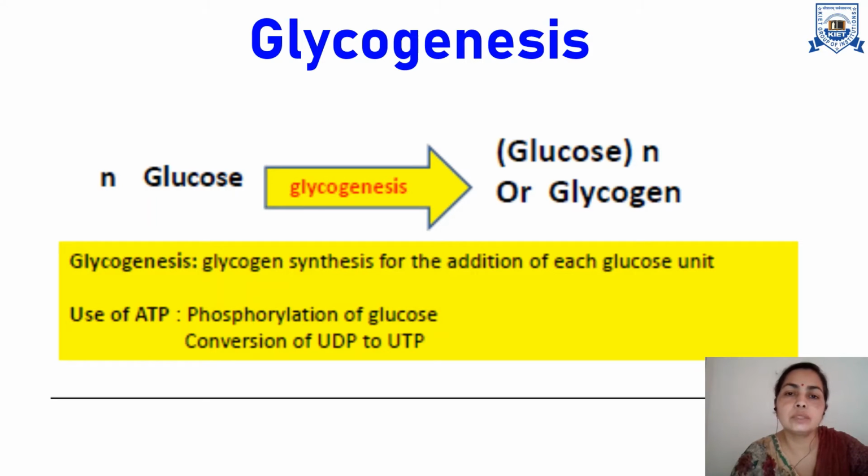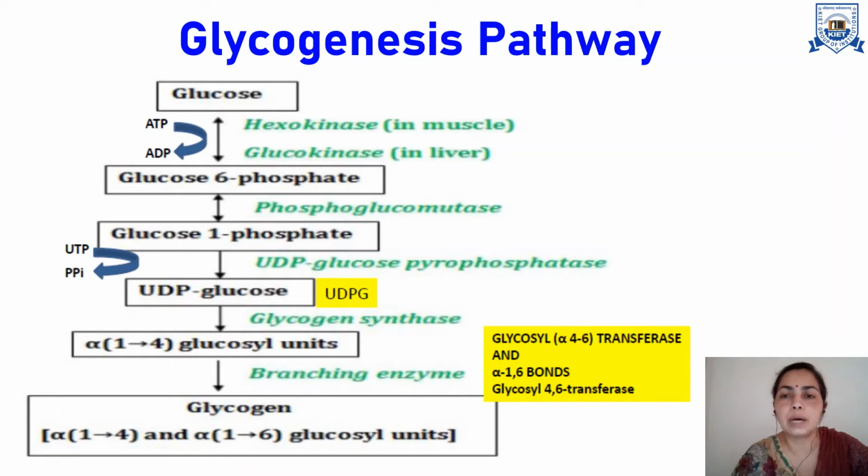Now next we will see what is glycogenesis. As the term says, glycogenesis means generation of glycogen, synthesis of glycogen. How does it take place? Glucose units are added one by one and the glycogen chain is produced. In this process, there is first of all phosphorylation of glucose, followed by conversion of UTP to UDP. Some energy components are involved in that. So let's see the pathway here.